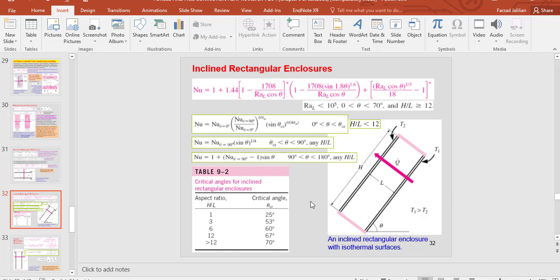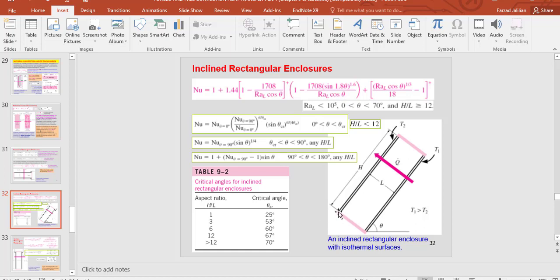So you can see here the Nusselt number for an inclined rectangular enclosure is dependent on two important parameters. One of them is theta, the other one is the aspect ratio, which is according to the dimension of the enclosure. So when you have an inclined rectangular enclosure, you should check its aspect ratio. If the aspect ratio is higher than 12, you should use this equation after checking the Reynolds number.